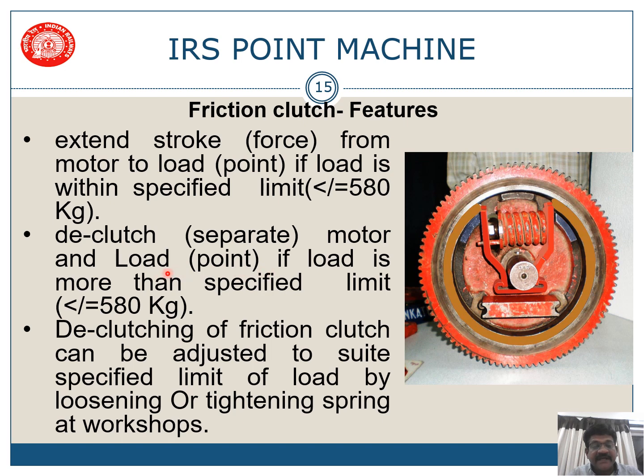Declutch motor and load, that is, it will separate the motor and load if load is more than the specified limit. So whenever there is any obstruction in a point machine or you provide a wedge test piece, उस टाइम पे दोनों declutch हो जाएगा। That is because of your friction clutch. Declutching of friction clutch can be adjusted to suit specific load by loosening or tightening the spring at the workshop. It cannot be done at the site. It should not be done at the site. It should be done only in the workshop.